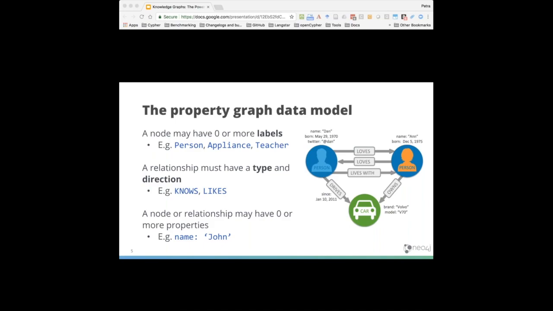So we actually have this is basically a directed graph. And things like a type could be something like knows, likes, etc. And then furthermore, and this is what I was talking about a bit earlier, a node or a relationship may have 0 or more properties. So again, this is an example.